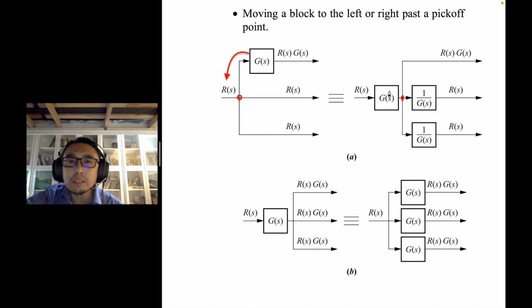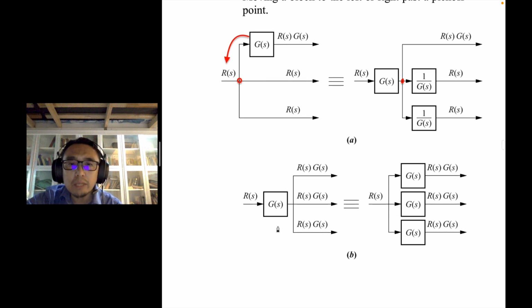But now what happens is, for the other signal going out of the pickoff point, you now have to add 1 over G here to ensure that the signal remains the same. So you can check later. This is still RG. So if you write down the signal, it's RG going here, and this one, G times 1 over G, is still R, and then same thing with this. That's going from after the pickoff point to before the pickoff point.